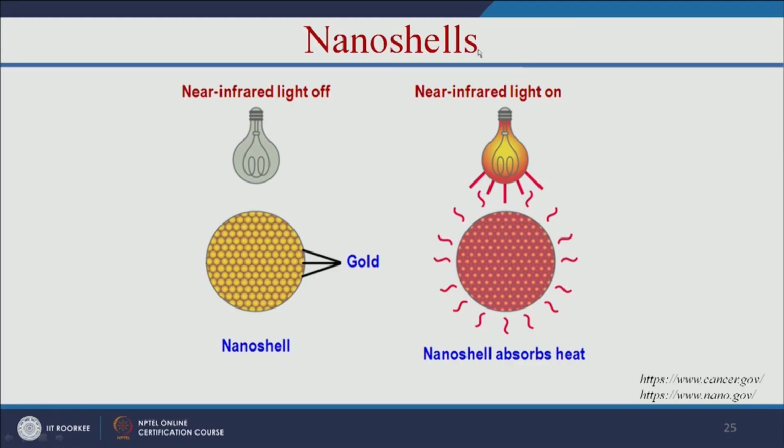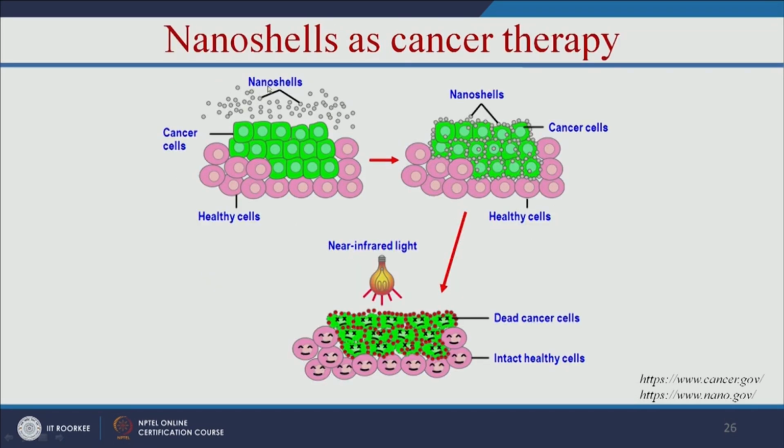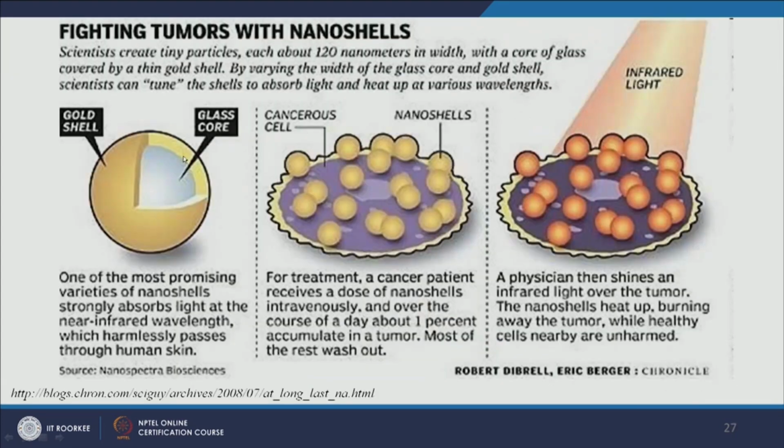So let us see how these nanoshells are killing the cancer cells. When you apply this infrared light, the nanoshells generate heat and destroy the cancer cells. These are the nanoshells, and they go and specifically bind only to the cancer cells, and when we apply the infrared light, okay, it is destroying only the cancer cells and the healthy cells are intact. So these nanoshells are 120 nanometer in width, okay, and have glass as a core followed by gold as a shell, and we can also tune the size of the shells to absorb light and heat up at various wavelengths.